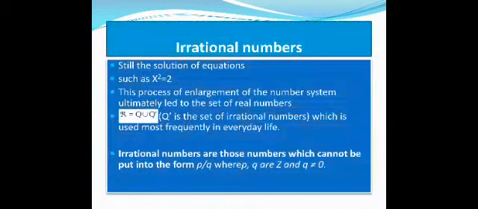Next, irrational numbers. The solution of the equation x square is equal to 2. If we solve this equation, it becomes square root of 2, and square root of 2 is an irrational number. And then the union of rational and irrational numbers is the real numbers. Also, irrational numbers are those numbers which cannot be written in the form of a over b or p over q, where p and q are integers.